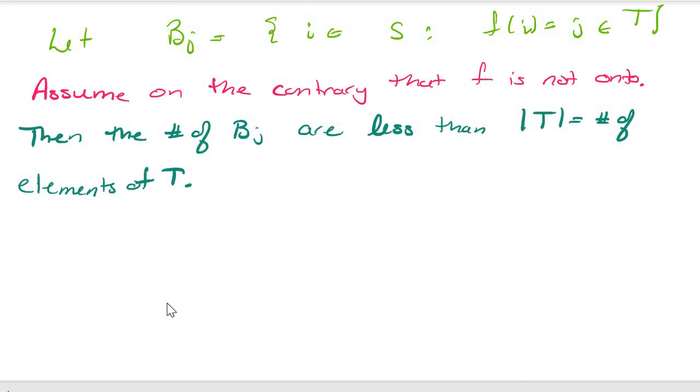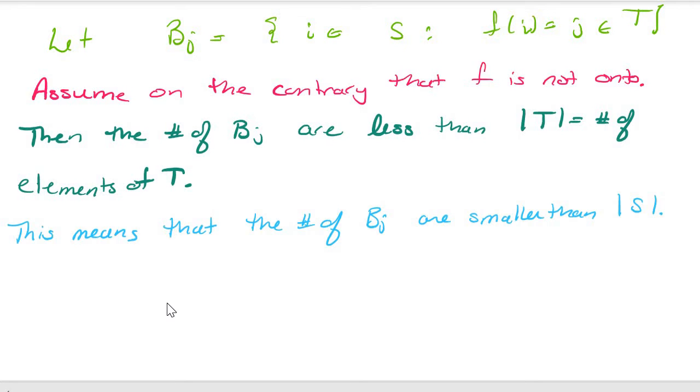So if you let |T|, the absolute value of T, represent the number of elements in the set, then the number of B_js that I have, like you just did at your desk, is going to be less than the number of elements that are in T. There's no other way. Well, the sizes of S and T were assumed to be the same. So that means the number of B_js is also smaller than the cardinality of S, because they were the same.